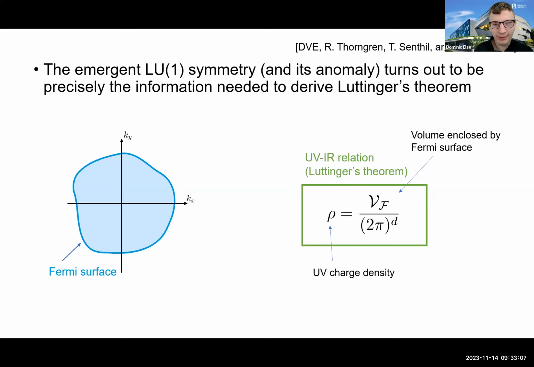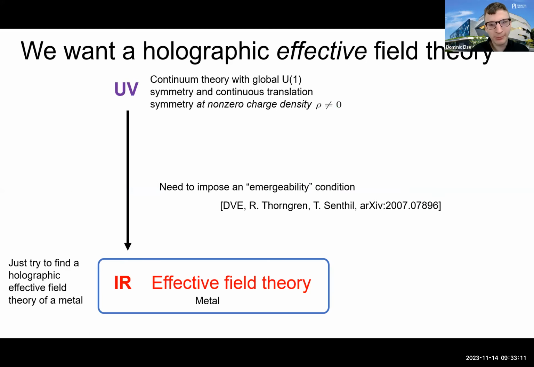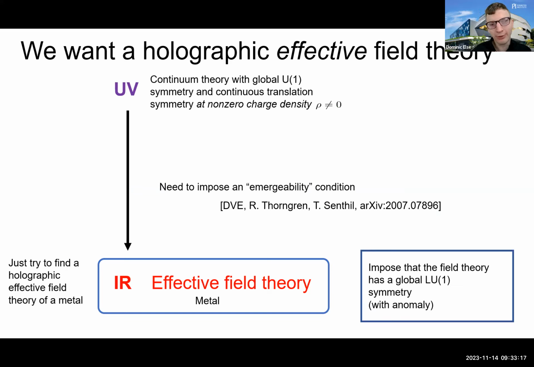So this kind of answers this question which I posed of what is the emergeability condition that we want to impose. What we want to impose is that this IR effective field theory should have a global LU(1) symmetry with 't Hooft anomaly. So then all we need to do is impose that on our holographic model.